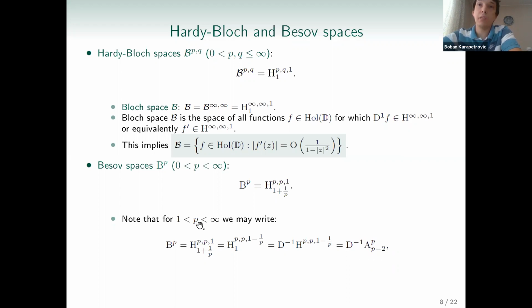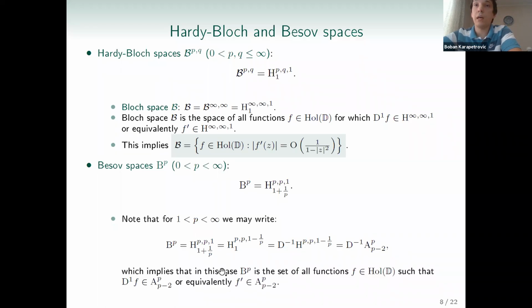In this case, when p is strictly between 1 and infinity, we have that the Besov space B^p is actually the space of all functions f holomorphic in the unit disk, for which the first fractional derivative, or equivalently the first derivative of the function f, belongs to this weighted Bergman space A^p_{p-2}. So this is a standard definition of the analytic Besov space B^p in the case when p is greater than 1.